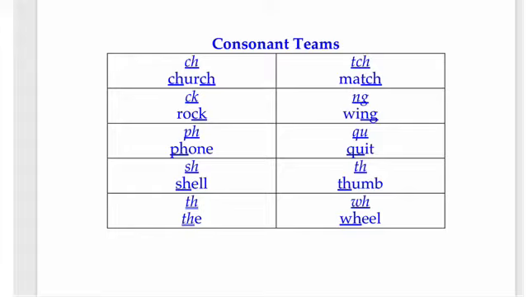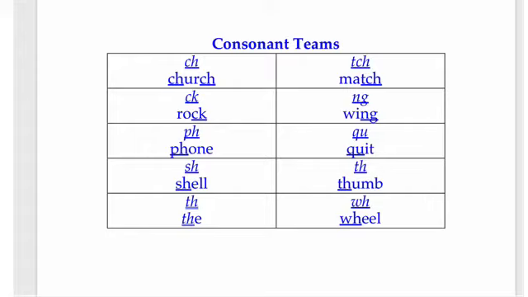NG, as in wing. NG also must have a short vowel directly in front of it in order to use NG as a consonant team. PH represents the same sound that you hear in the letter F, as in phone. QU, in English, when we have the sounds K and W, we use QU to represent those two sounds. QU represents the sounds "kw," as in quit. When U follows the Q, U is part of the consonant team QU and is not considered as a vowel.